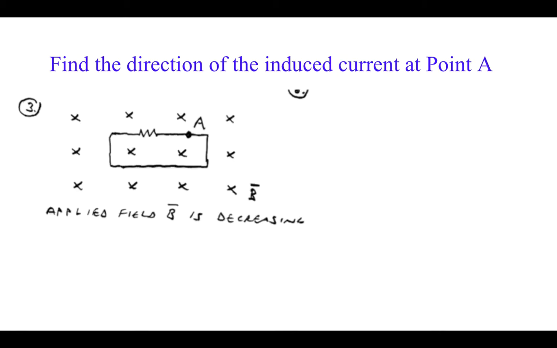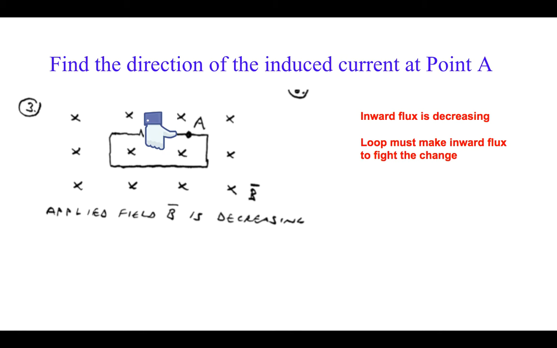All right, another example. Here we're supposed to find the direction of induced current at point A given that the applied field is decreasing. Well, if it's decreasing and pointing inward, as you can see by the x's, we're losing inward flux. The inward flux is decreasing, we're losing it. And so the system is going to try to keep that inward flux. We need to make inward flux to fight the change. And so to make inward flux, that's going to be a clockwise current in the loop. And so that's going to be running the current there to the right at point A.